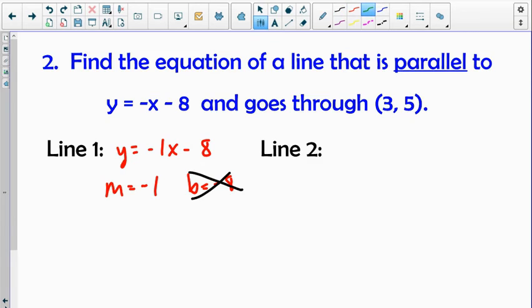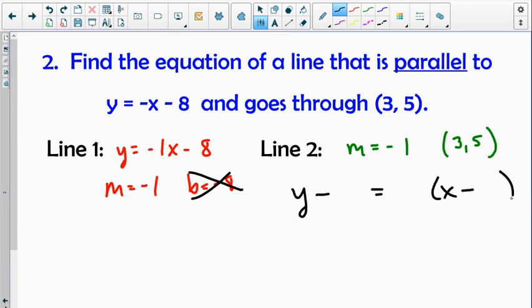Because I'm working with parallel lines here, these two lines have to have the exact same slope. So I use the same slope of -1, but I don't know the y-intercept of my second line. Instead, I know a point on the line at (3, 5). So I'm going to write a point-slope form equation where my slope was -1, my x-coordinate's 3, my y-coordinate's 5.